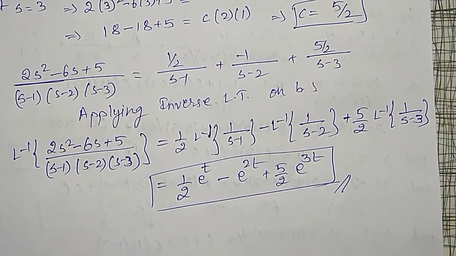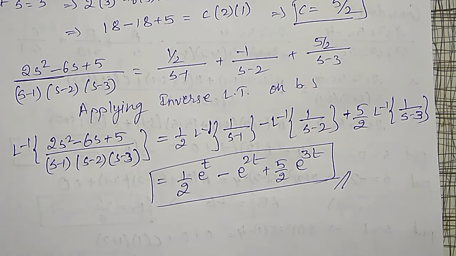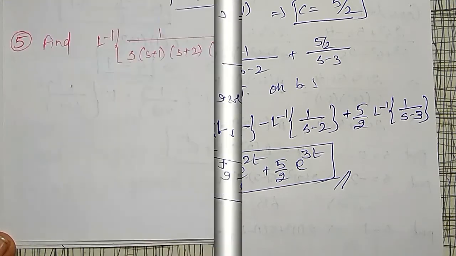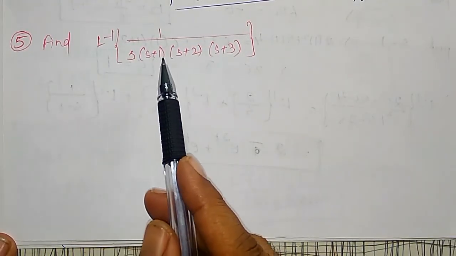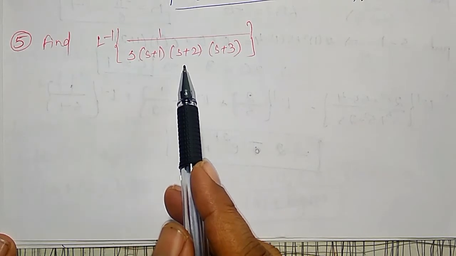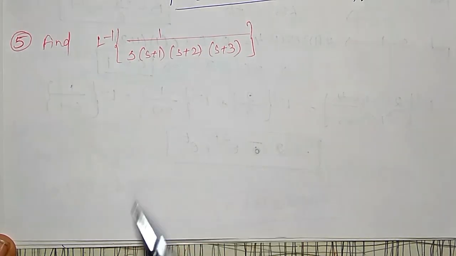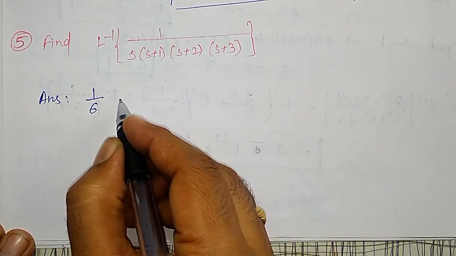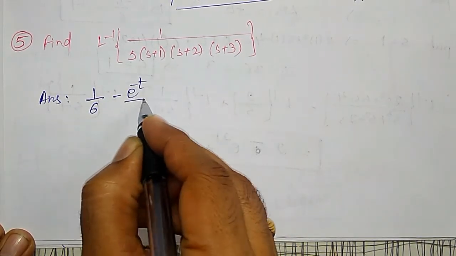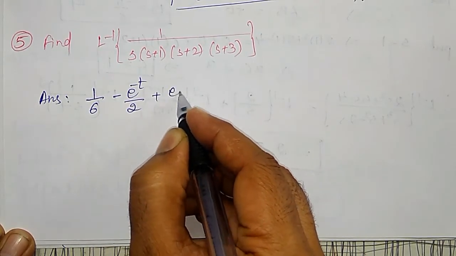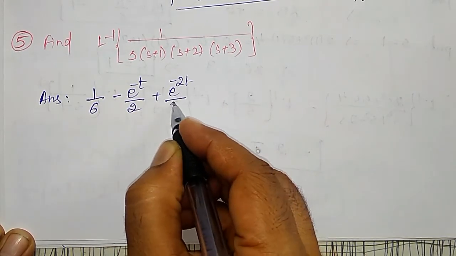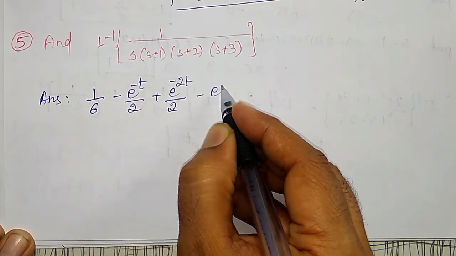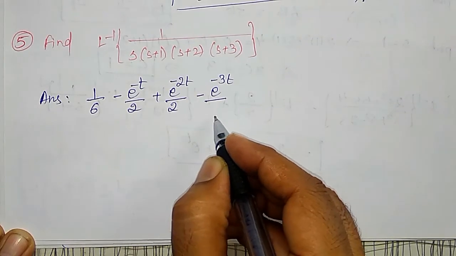Like that, another example I am giving as homework here. I will give the answer also. You can pause the video, solve it and check your answer. This is the question: find the inverse Laplace transform of 1 divided by s(s + 1)(s + 2)(s + 3). I will give the answer here. Its final answer is 1 by 6, minus e to the power −t divided by 2, plus e to the power −2t divided by 2, minus e to the power −3t divided by 6.